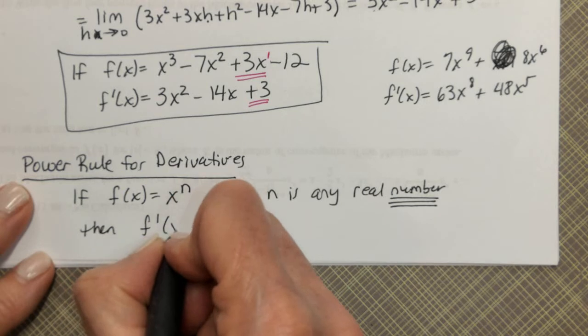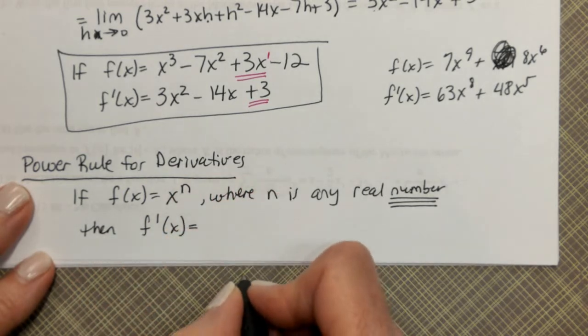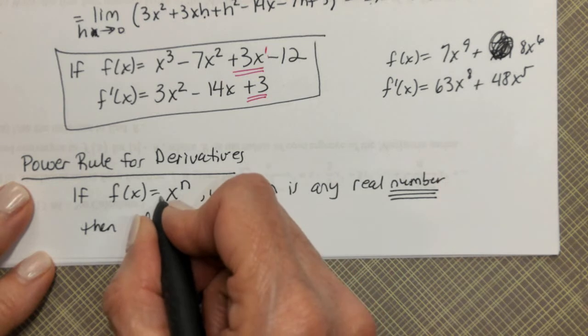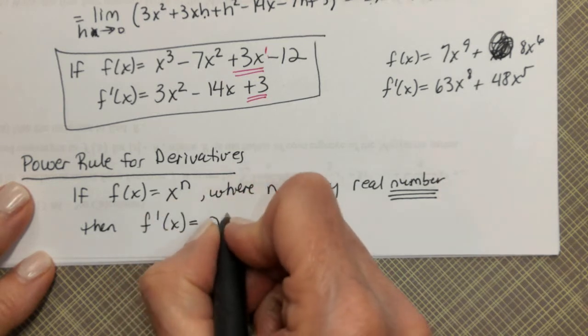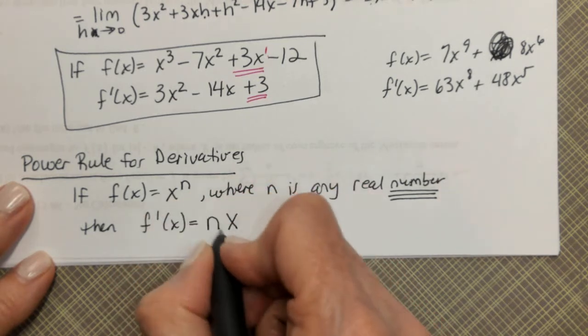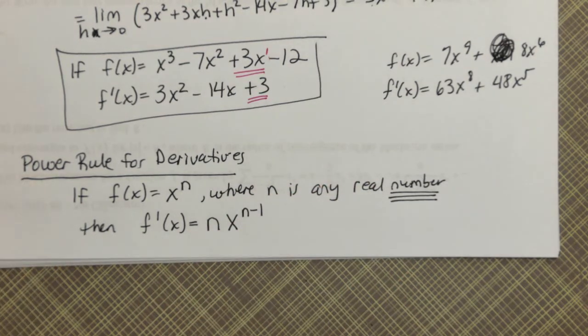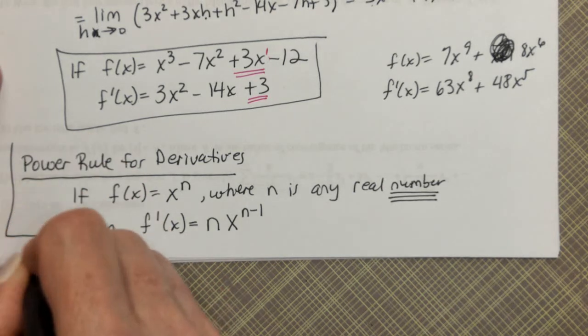f prime of x is, you're going to multiply the exponent times any coefficient, and then keep your x and reduce the power by 1. So n minus 1. Power rule for derivatives.